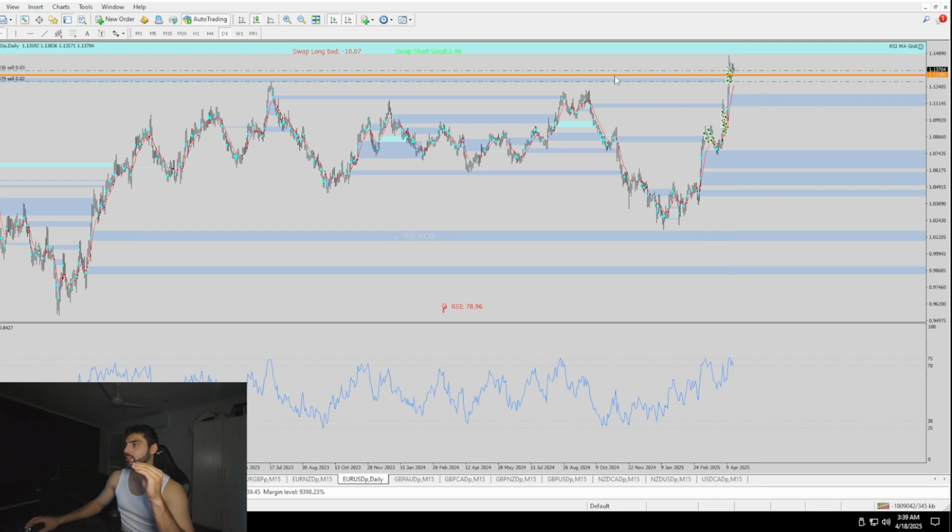As you can see, I've started averaging in here with this orange bar. So when that does eventually pull back, I'll be sitting in profit and I'll be happy. So now we know it's mechanically stretched up by using the RSI.